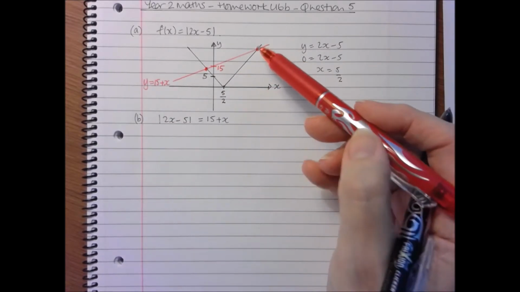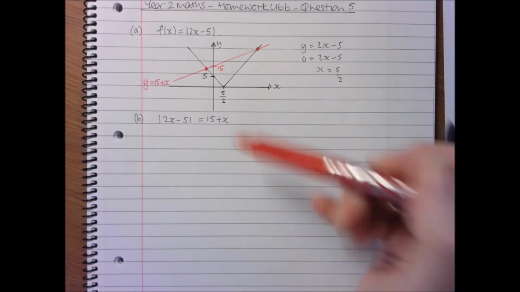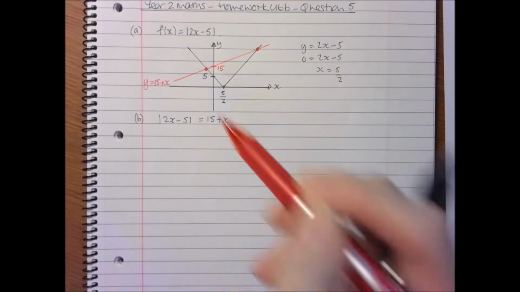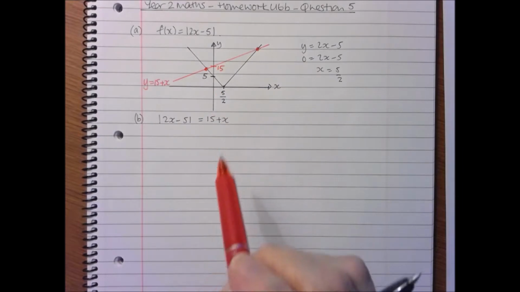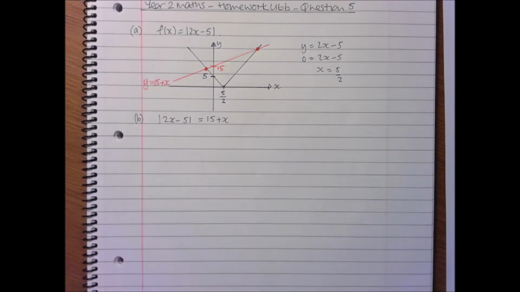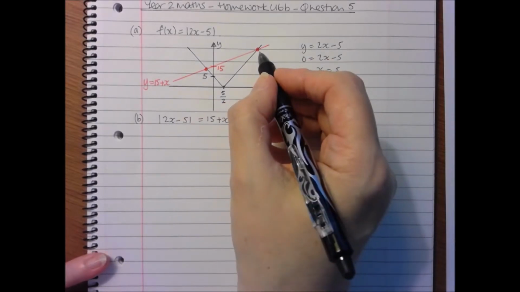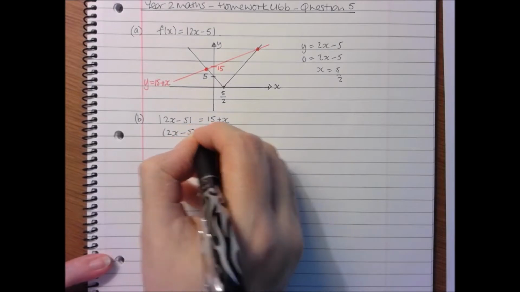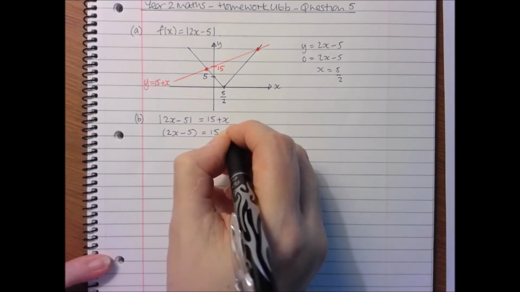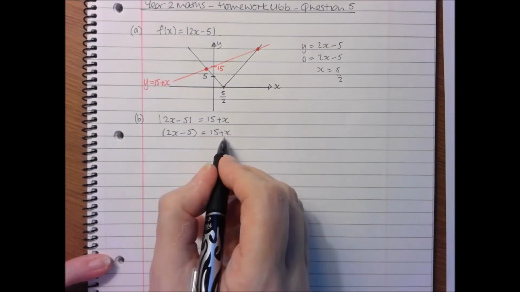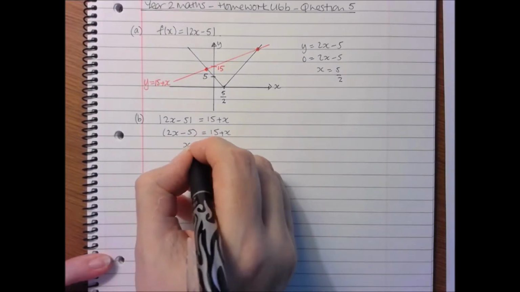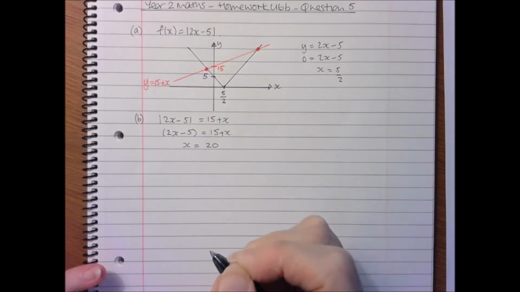so I'm going to solve plus 2x minus 5 is equal to 15 plus x, and in order to find the coordinates of this point here, this is the reflected bit, so I'm going to solve minus 2x minus 5 is 15 plus x. So let's start with this one first. So 2x minus 5 is equal to 15 plus x. So if I take x over to this side and the minus 5 over to that side, x equals 20.